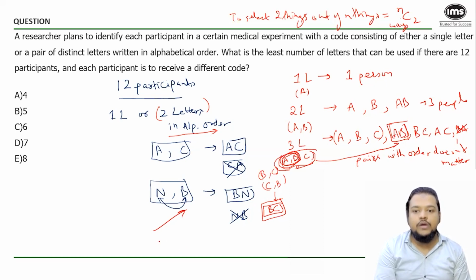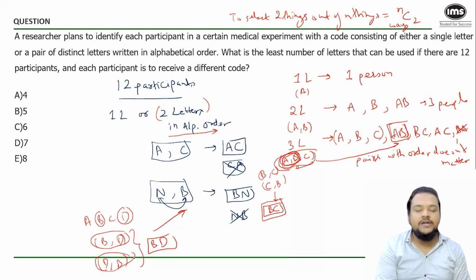I will give you one more example. Let's say there are letters A, B, C, D, and you want to choose B and D. Now, if you choose B or D or D or B, it does not matter, because in both cases the code will be BD only. Hence, order of selection does not matter. Whatever order you choose, there will be only one way accepted. That's why we are using combinations.